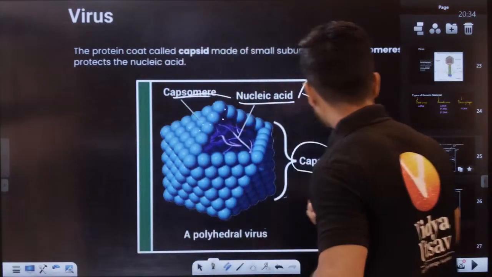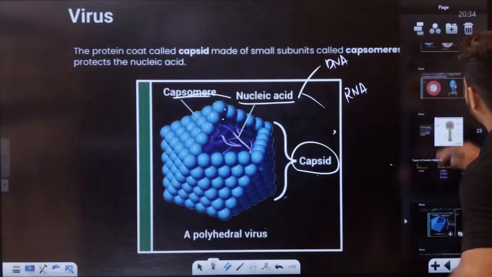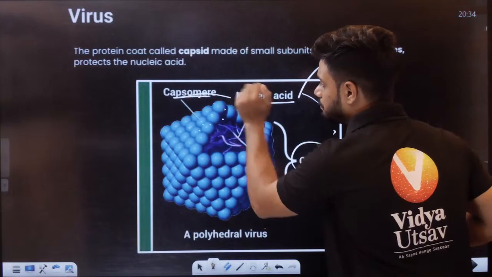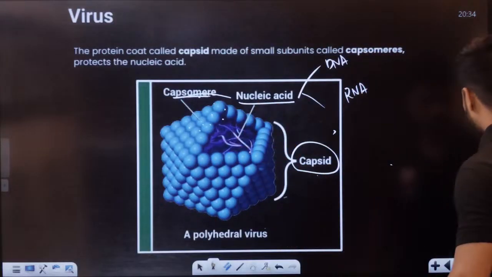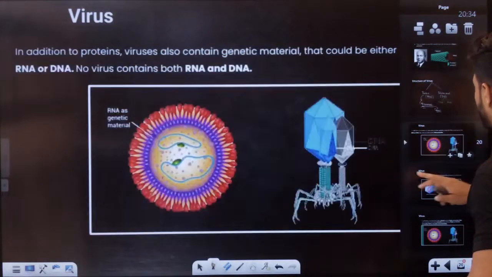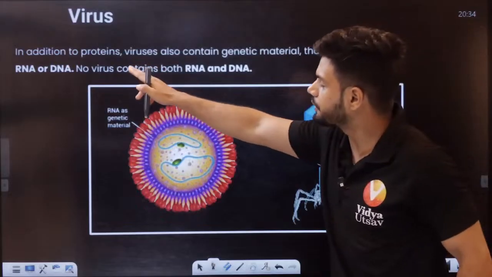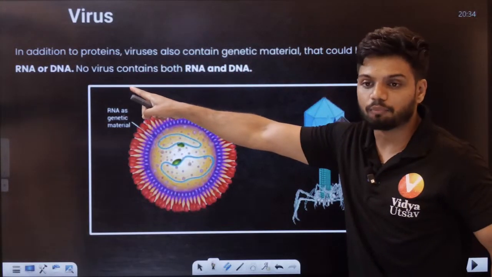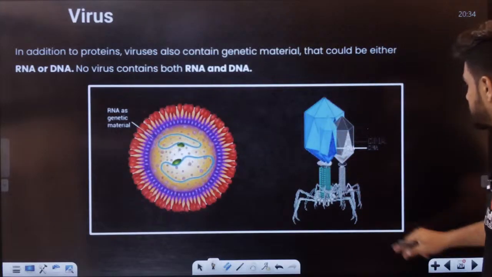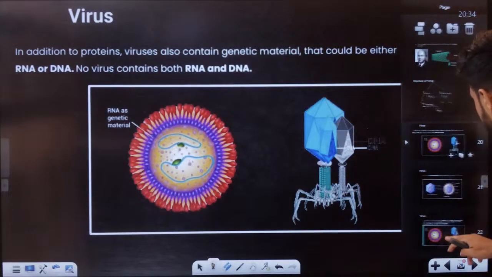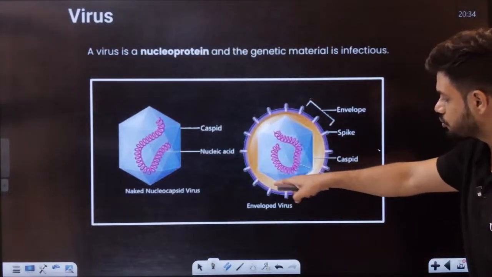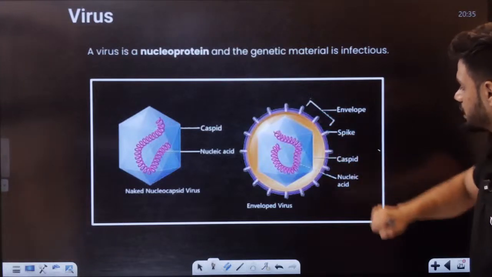Okay, students. Nucleic acid, capsomeres, the protein part here, the entire thing is called a capsid. See, in addition to proteins, viruses also contain genetic material, DNA or RNA. It cannot contain both. Bacteriophage, DNA or RNA here. Virus is the nucleoprotein and genetic material is infectious. The outside part is the nucleoprotein, and the inner part is the infectious genetic material.